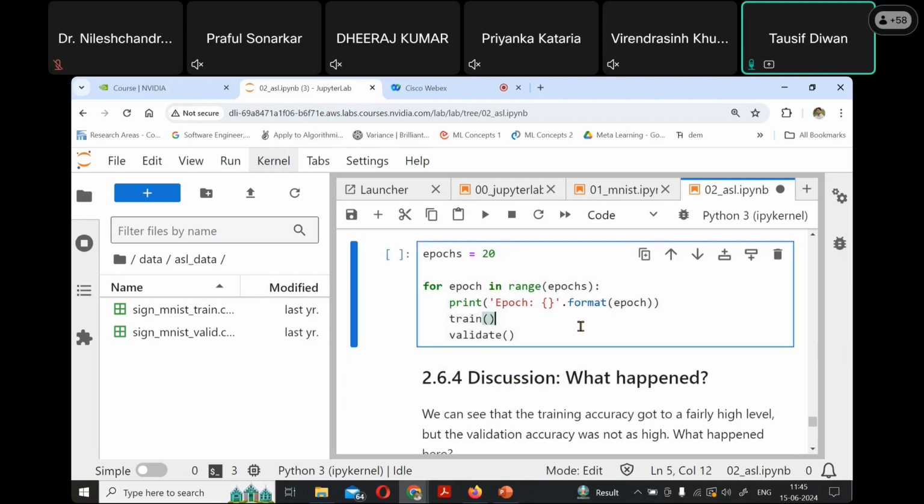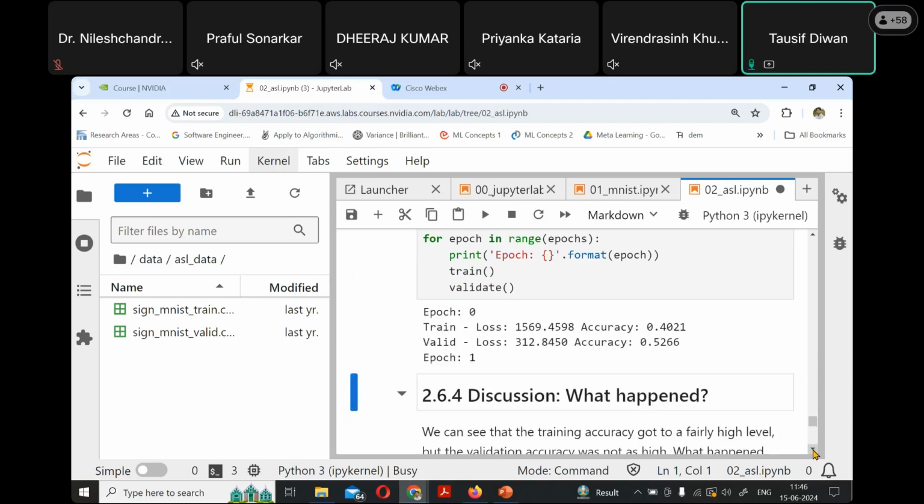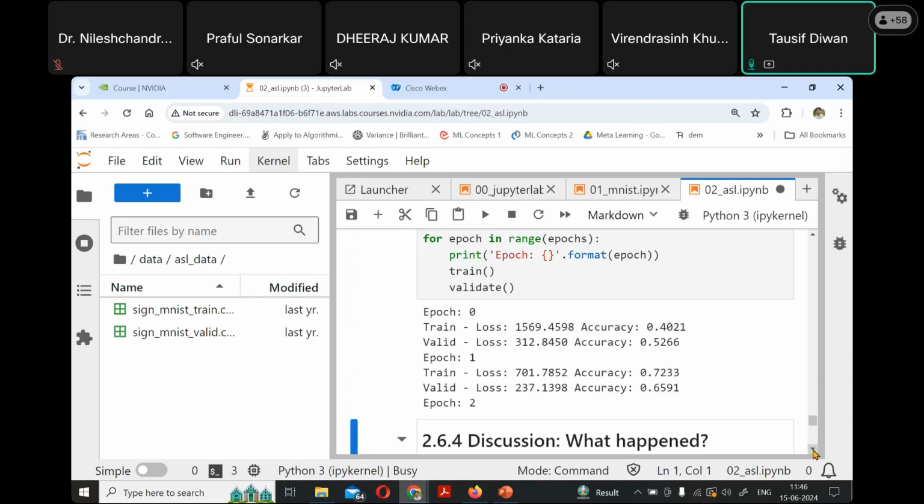Now we need to run this. This time we are running it for 20 epochs. This is my first epoch. Then we will call the functions train and validate, and we will see the performance. Then epoch 1, we will see the performance. Epoch 2, we will see the performance. Epoch 0 to epoch 19, there are a total of 20 epochs.